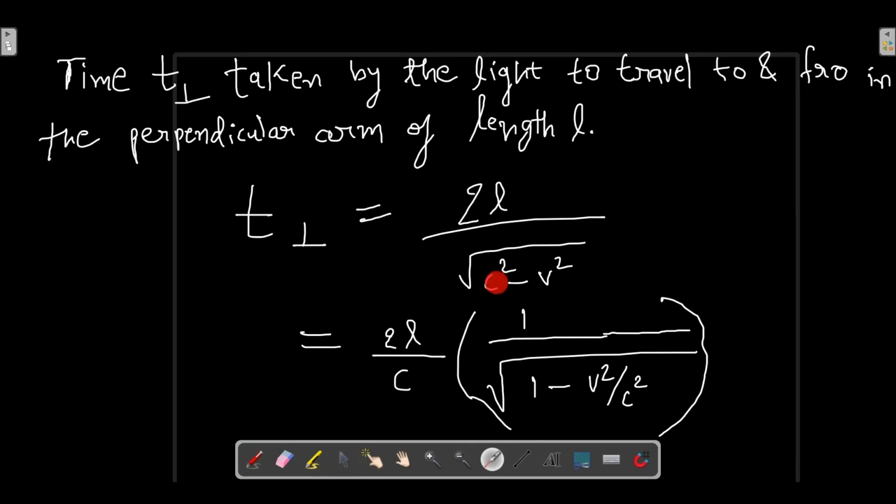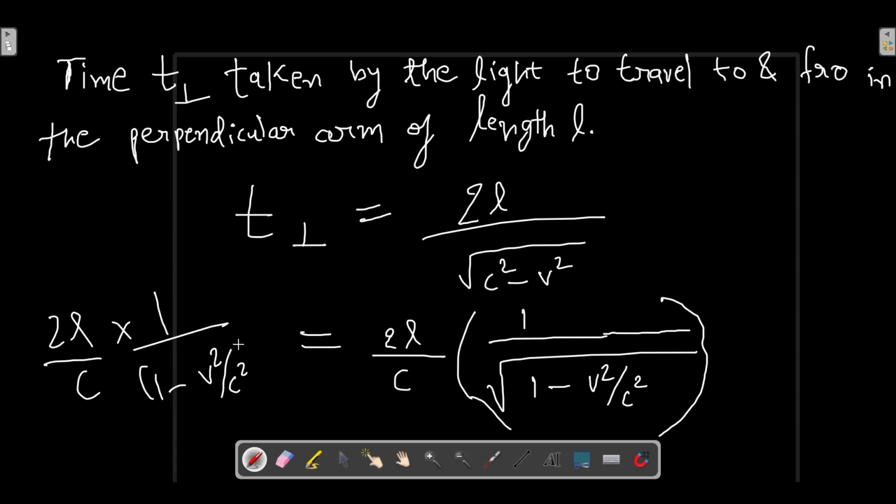Now let us take c square common. If you take c square common outside, it will become c, because there is a square root sign. After taking c square common, this will turn out to be 1 and this will turn out to be v square by c square. So 1 minus v square by c square under the square root. Now this is a square root, so it is power half in the denominator. So it is equal to 2l by c multiplied by 1 divided by 1 minus v square by c square to the power half.